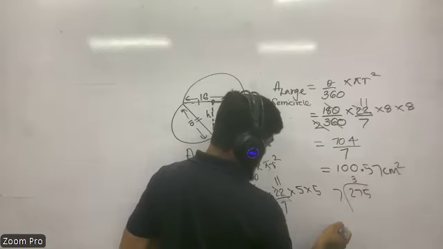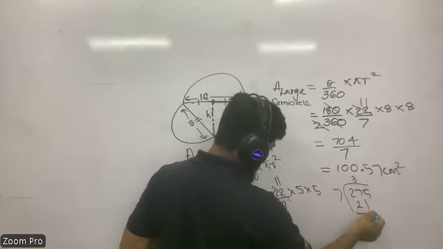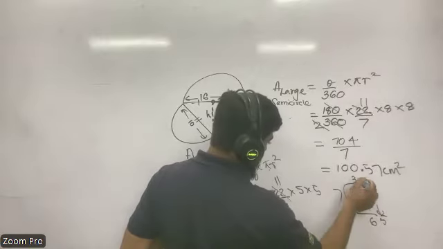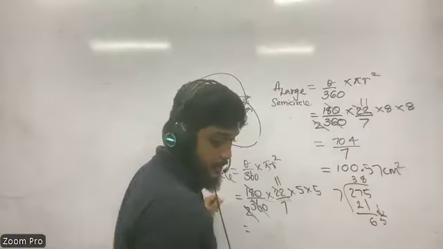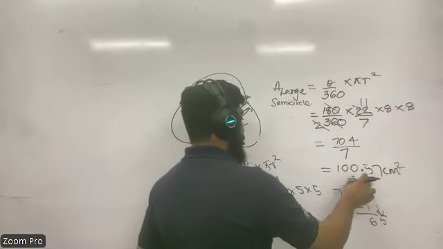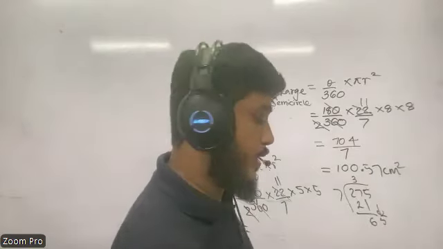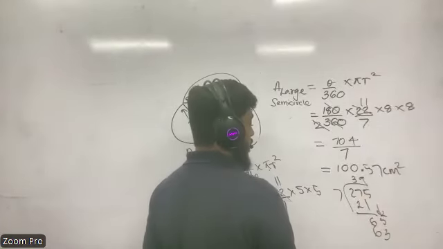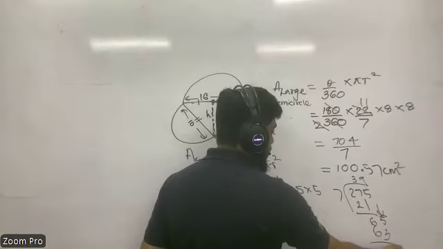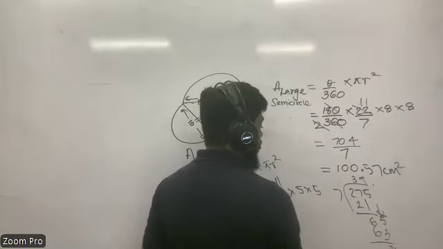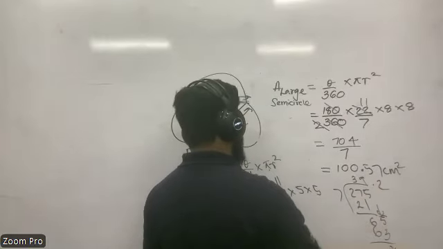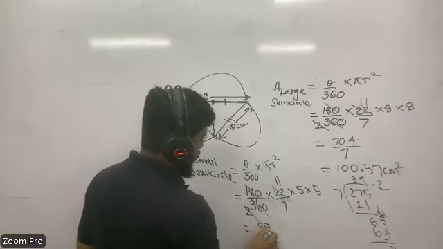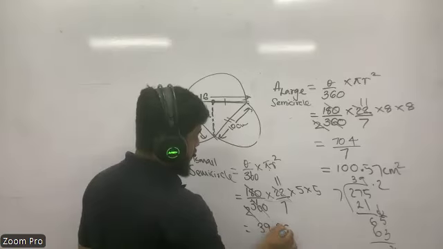You get 3 here. You get 21, remainder 6. Bring this 5 here. How many sevens are there in 65? 8, maybe 9, we can go up to 9. 7 into 9 becomes 63. Then 65 minus 63 is 2. If you want to continue, put a 0 and a point. How many sevens will be in 20? 2, right? So 39.2 is the answer, area of the small semicircle. Area of the small semicircle will be 39.2 centimeter square.